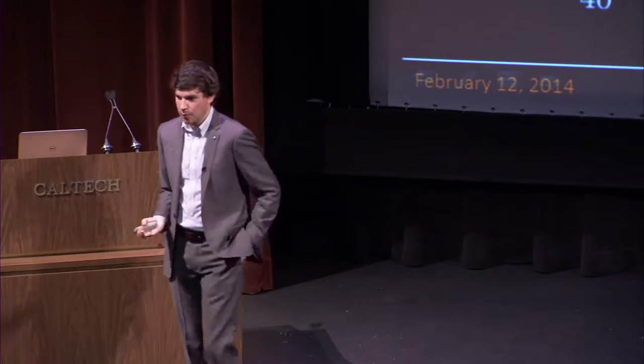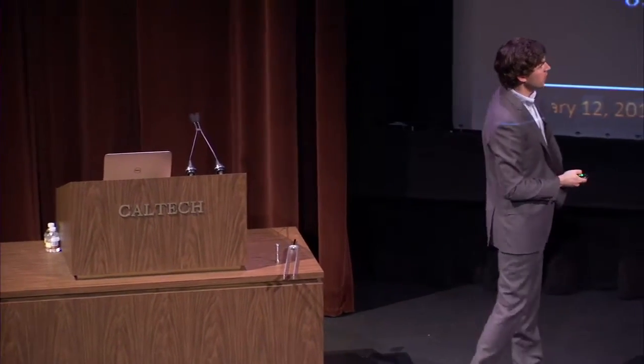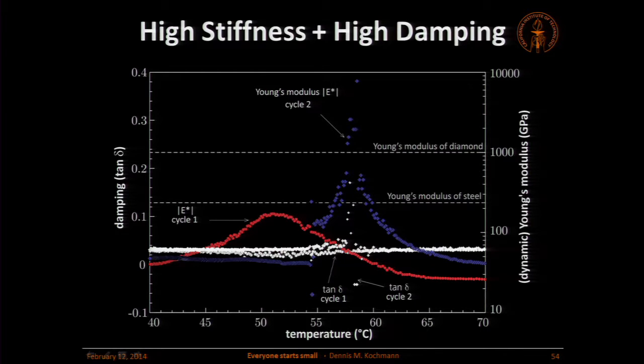And we can do this in the lab. You can make these composites. You take tin, it's easy to melt, so you put the particles in, you cool them down, you get a composite, and you can see properties like this. If you change the temperature, all of a sudden, what you see on this scale in blue is the stiffness, and on this scale in white is the damping. And all of a sudden, you see this stiffness skyrocketing by orders of magnitude. This is a log scale, so we start down here, it increases by a lot.